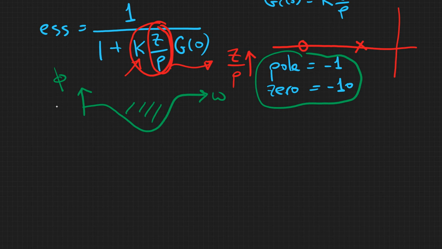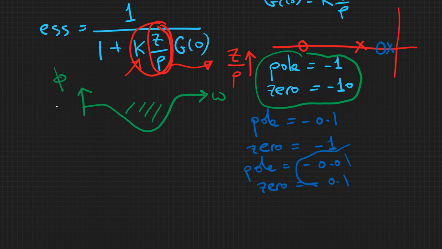One thing we can do is that, instead of placing the zero and pole far from each other, we can try to place them close to each other, such that we preserve the ratio, because we are mostly concerned about the ratio. As we see from here, what's most important for us is the ratio. So if we put the pole at -0.1 and the zero at -1, maybe that's a bit better. You can even make it better if you put the pole at, for example, -0.01 and the zero at -0.1.